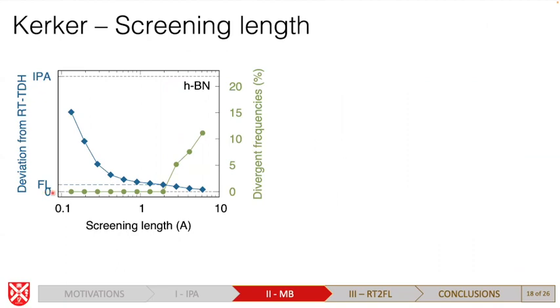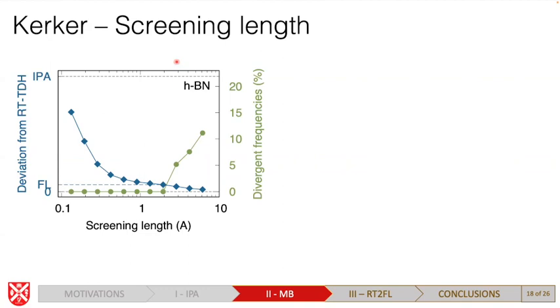So 0 will be real-time TD-Hartree, and we can see that as we decrease the screening length, the deviation goes up towards the deviation between EPA and TD-Hartree. Also, as we decrease the screening length, in green we plot the divergent frequencies, which go down, and at some point you get to 0 divergent frequencies, and you get a fully converged spectrum for all frequencies. So the idea is you reduce your screening length until you get to this point, and then you see how deviated you are.